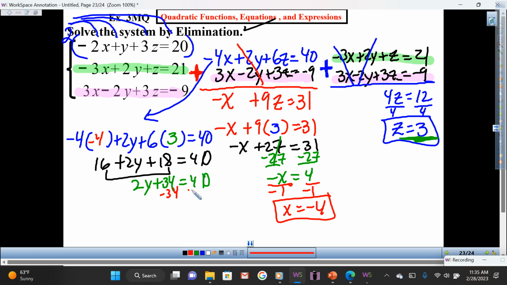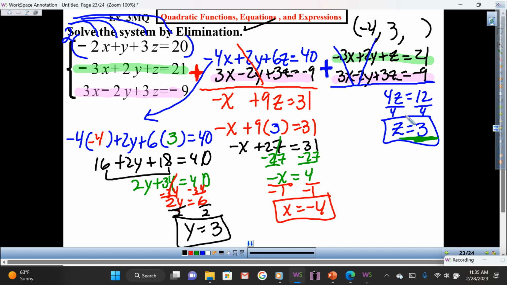So we end up with 2y equals 6, and then divide by 2, y equals 3. Solution for this one, start with x, which is negative 4. Y is 3, and z is 3. Check and see if we got the same answer since it's the same system. Did we get the same answer?